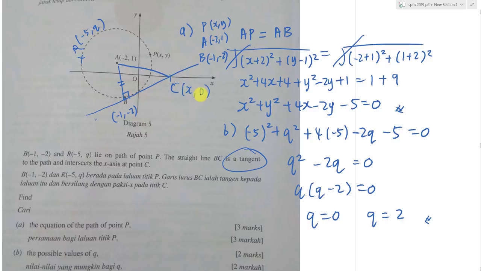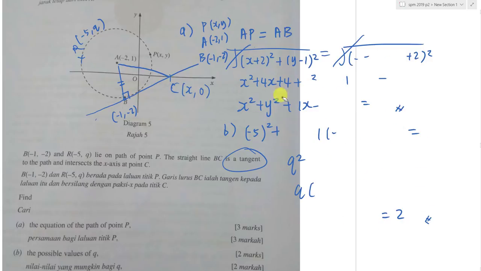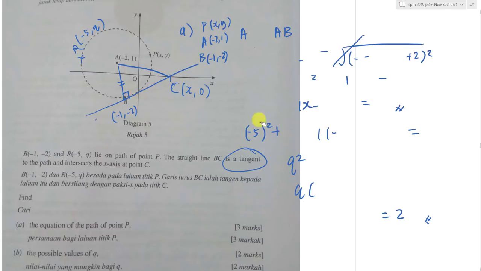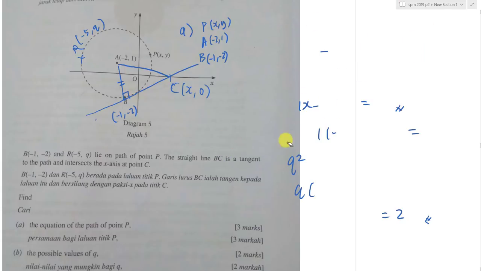Let me erase this part because I need some space to write. I hope I don't need to use the information already. Because of 90 degrees, we have a formula for it, right? Basically m1 times m2 equals negative 1 is for 90 degrees.